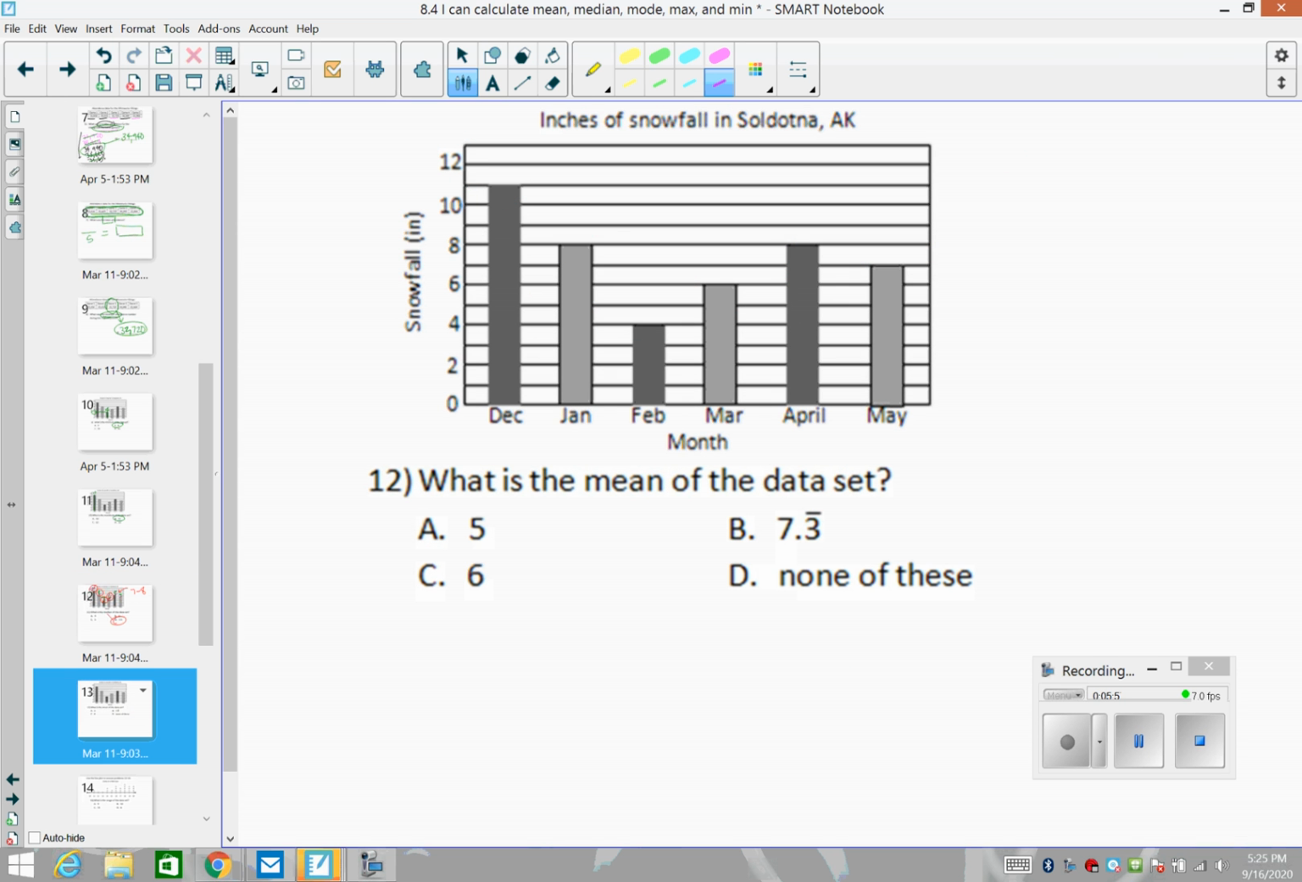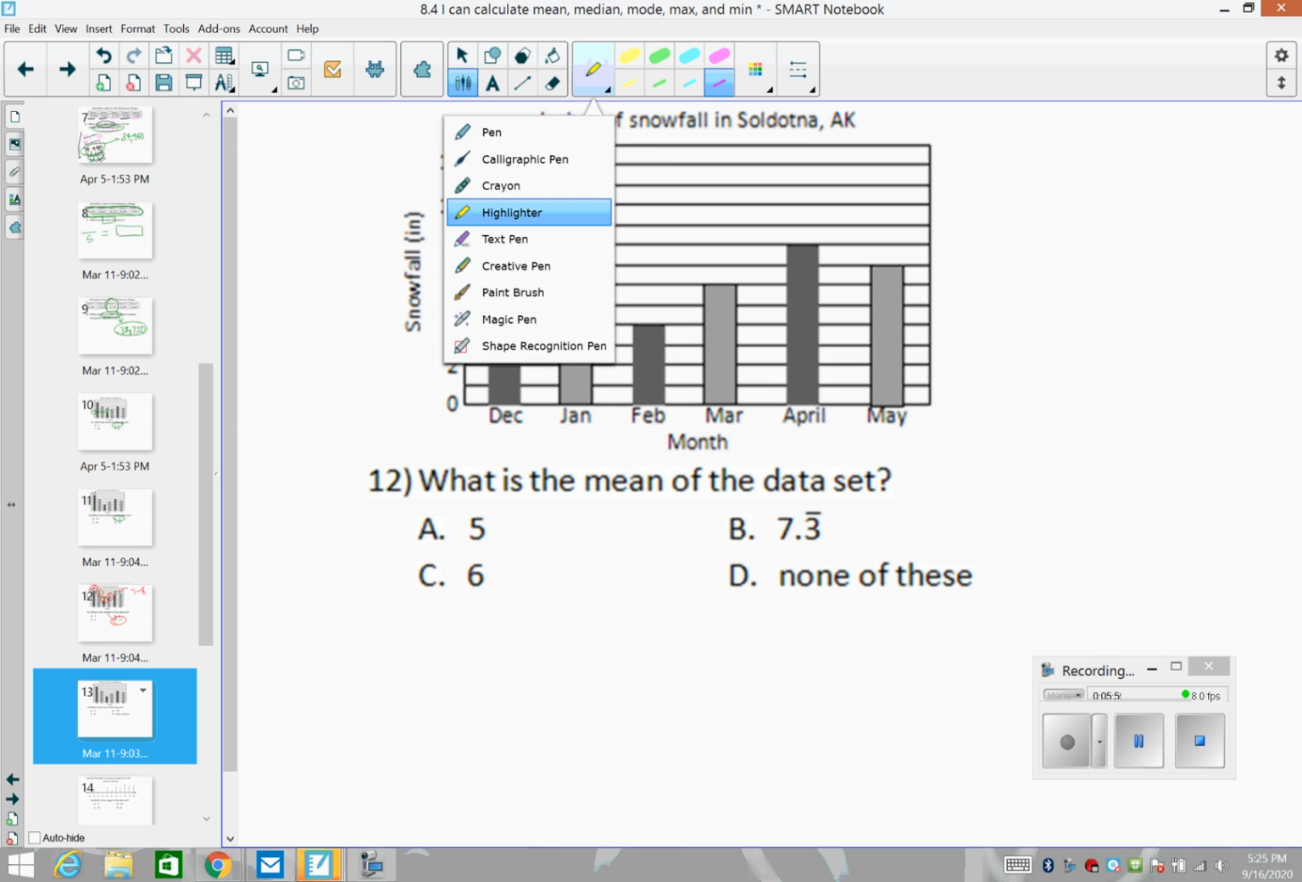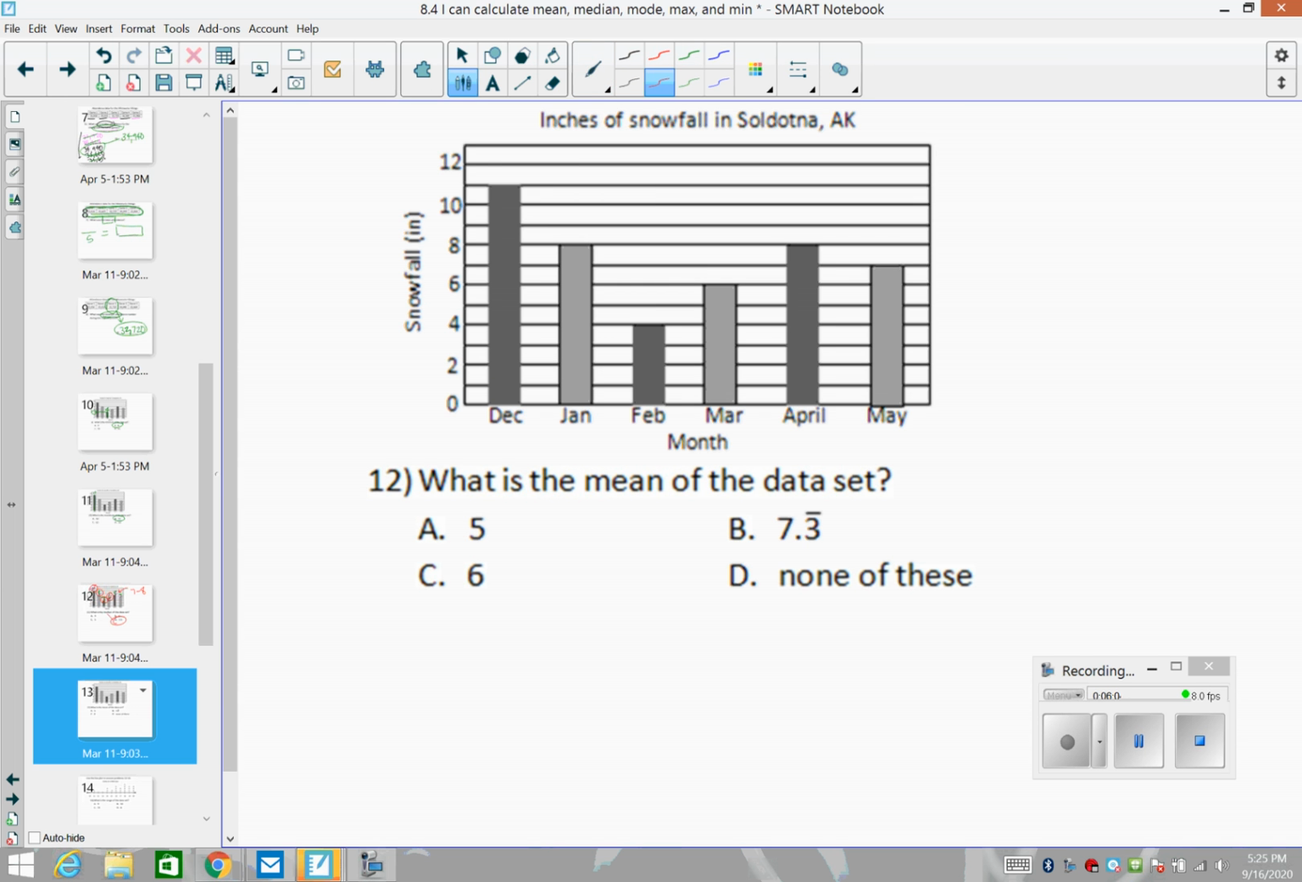The mean, I think we'll do the mean on this one. So what is the mean of the data set? Let's go ahead and write them out. How much time are we at? We're at 6 minutes. So we said that's 11, that's 8, that's 4, that's 6. Is it 6? Yep. That's 8. And that's 7 when I add it through.